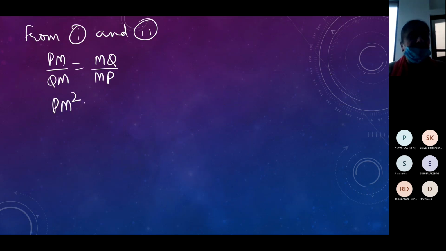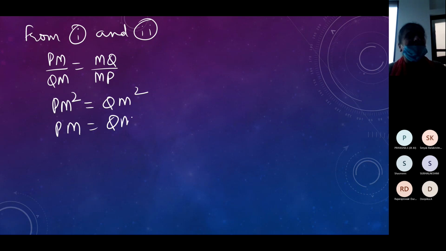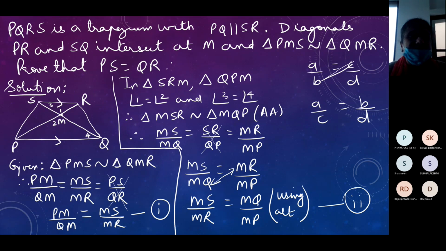So what do you get? PM square is equal to QM square, correct? So PM is equal to QM. Now what do you have to prove? PS is equal to QR.